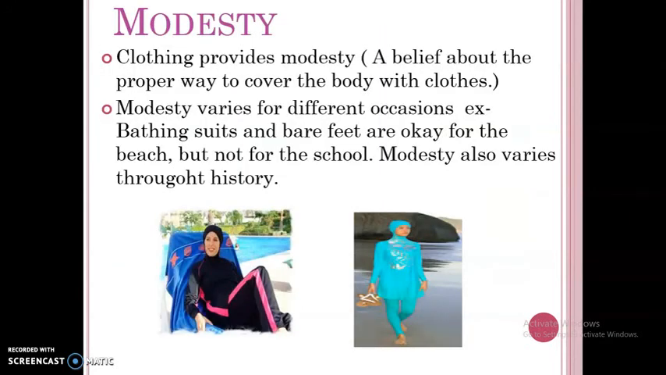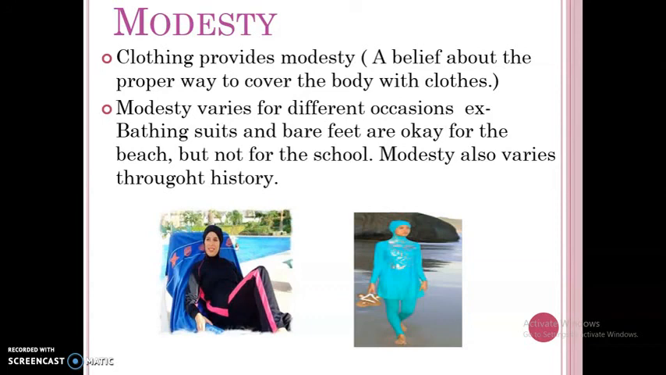Third, another very important function of clothing is to provide modesty. What is modesty? Modesty is a belief about the proper way to cover the body with clothes as per the norms set by the specific society you belong to. So modesty varies for different occasions, for different people, for different communities, or for different decades.